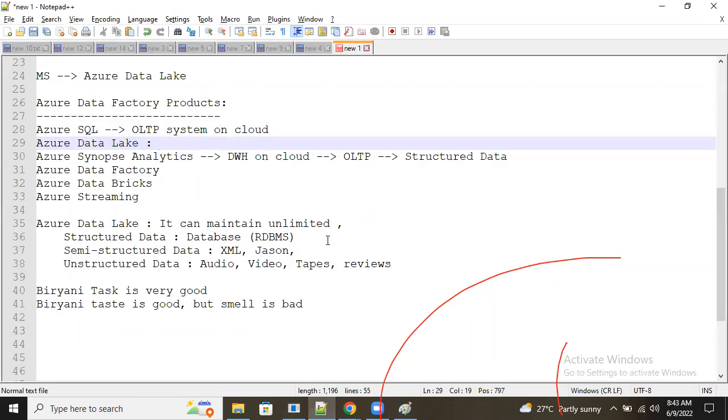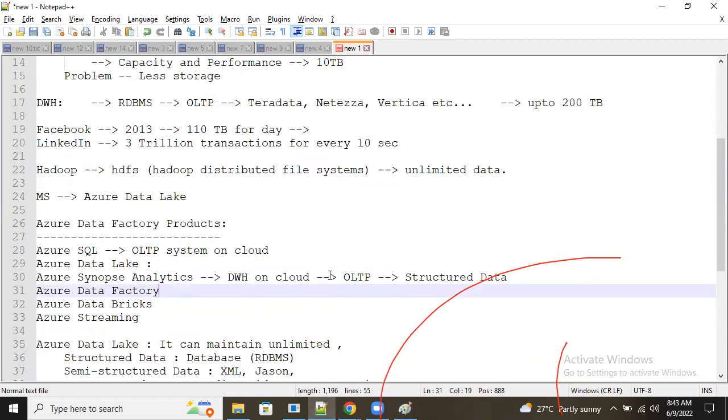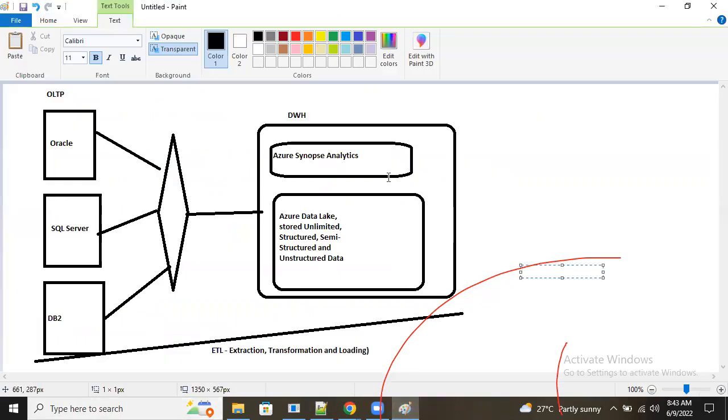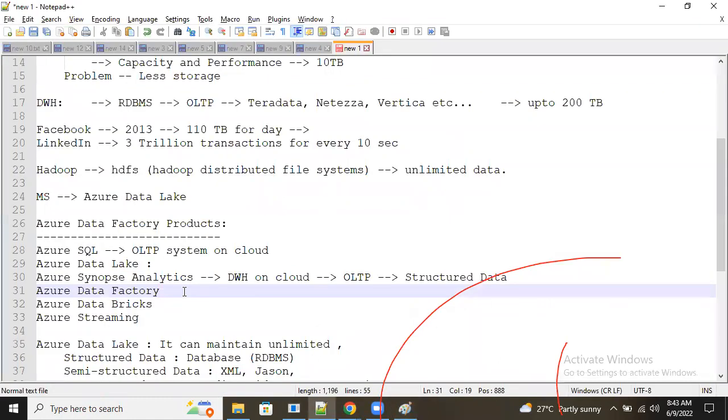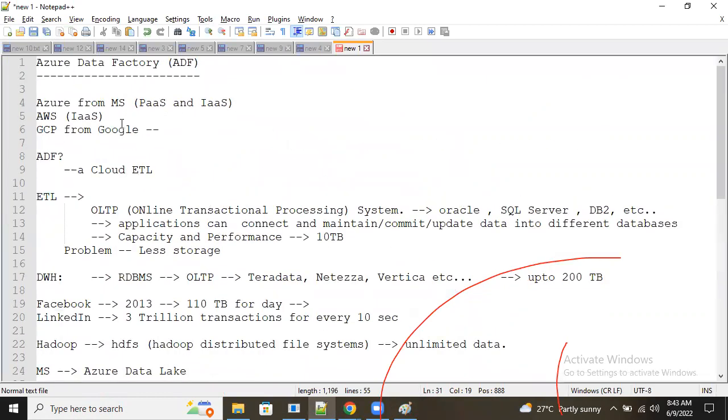Right. So now the next concept is Azure Data Factory. Azure Data Factory is a cloud where this total activity can be performed. That's what I clearly mentioned here: a cloud ETL. It's a basic definition, not a textbook definition. The textbook definition is a data pipeline with orchestration, a data pipeline and orchestrating on a cloud.